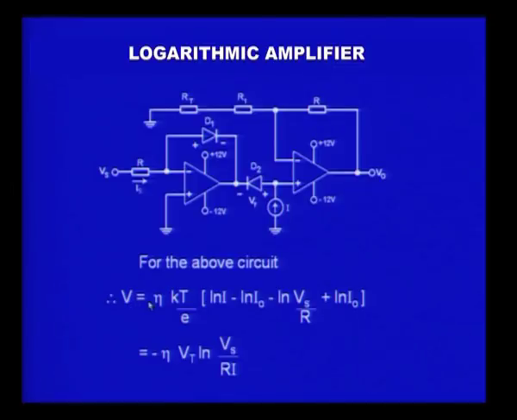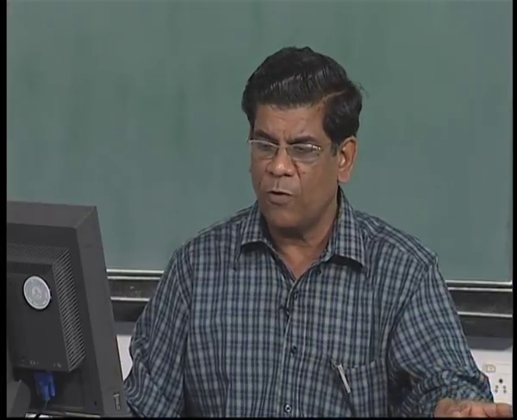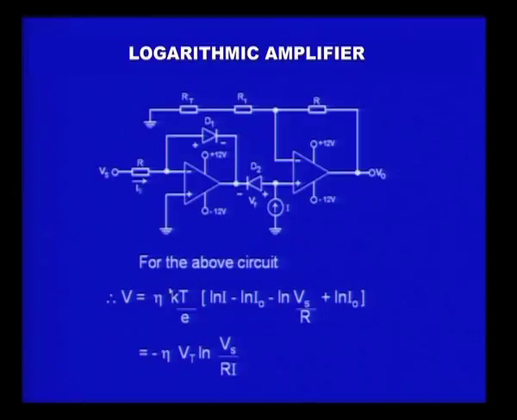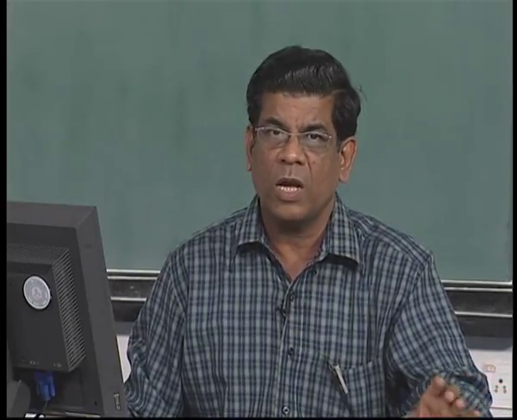In this case, V output is equal to eta times kT by E divided by, within brackets, ln of I, the current through the current source, minus ln of I naught, the current through one of the diodes, and ln of Vs by R as in the previous case, which corresponds to the current through D1, and ln I naught, which is again the reverse saturation current of the other diode. So you find that the ln I naught terms of the two diodes cancel each other, thereby overcoming the temperature dependence of I naught in the output. The output becomes independent of I naught, and V is equal to minus eta Vt ln Vs by Ri, where Vt is kT by E, which is again temperature dependent, but this is the only temperature dependence that remains. We have eliminated the effect of I naught in the final expression by using two matched diodes.